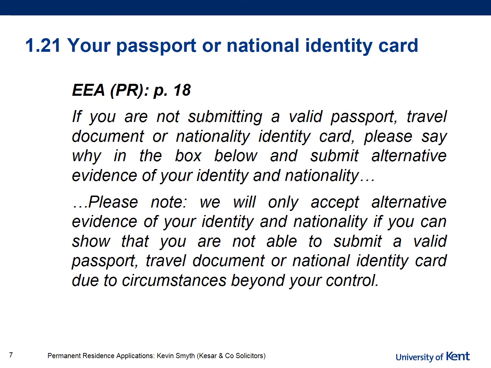I won't dwell on this section because it is relatively self-explanatory. However, I will flag up section 1.21, which requires you to submit a valid passport, travel document or national ID card. Alternative evidence will only be accepted if you can show you are unable to submit these due to circumstances beyond your control. The guidance doesn't elaborate on this, but given that you have the choice of submitting either your passport or national ID card, I would suggest that the need to travel might not be a sufficiently compelling reason.